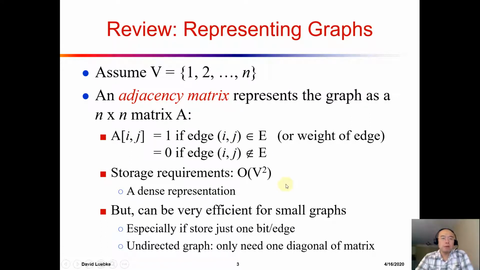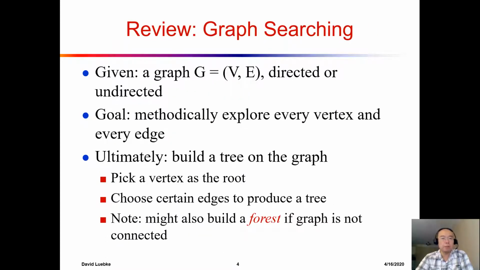The problem with the adjacency matrix is that if we have to store a graph with n nodes, we have to create n by n memory space. So it works well with a small graph, but if you have thousands or millions of vertices, it will take too much memory space. The next thing is graph searching.